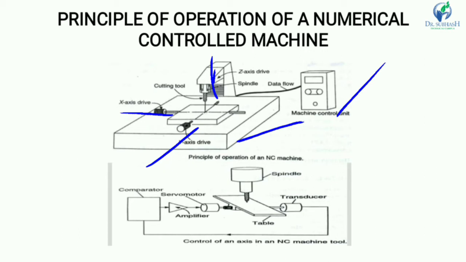In some modern designs, particularly in the case of high-speed machines, linear motors are used in place of the servo motor and ball screw combination.